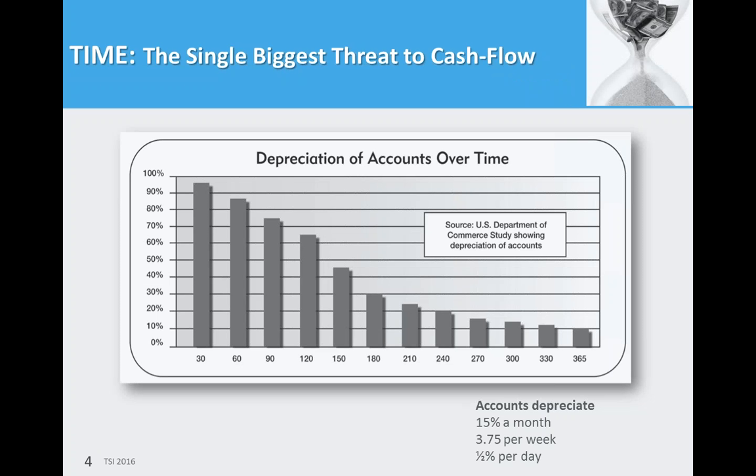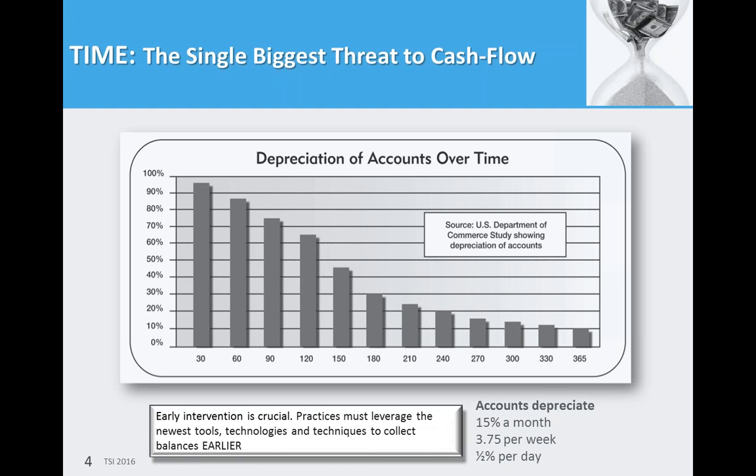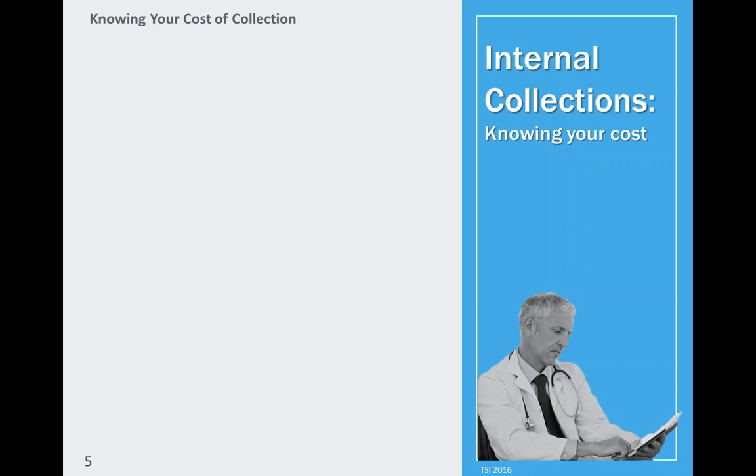Now, we all know that accounts are more difficult and costly to recover as they age. So why do we continue doing things exactly the same, hoping for different results? The point is that time is not on our side. Since unpaid balances depreciate at a rate of 15% per month, practices must be able to leverage the newest tools, technologies, and techniques to collect on their balances earlier.